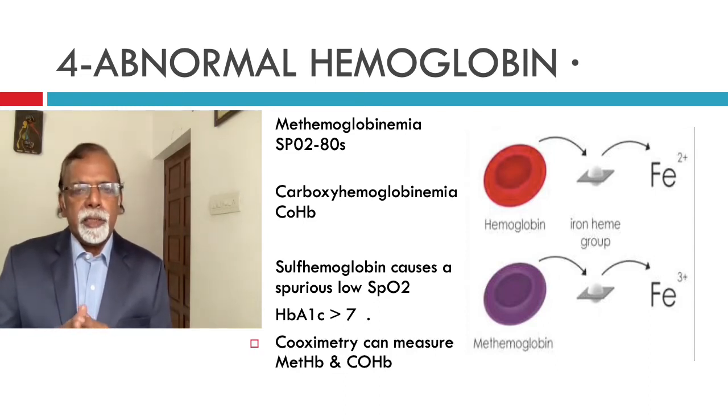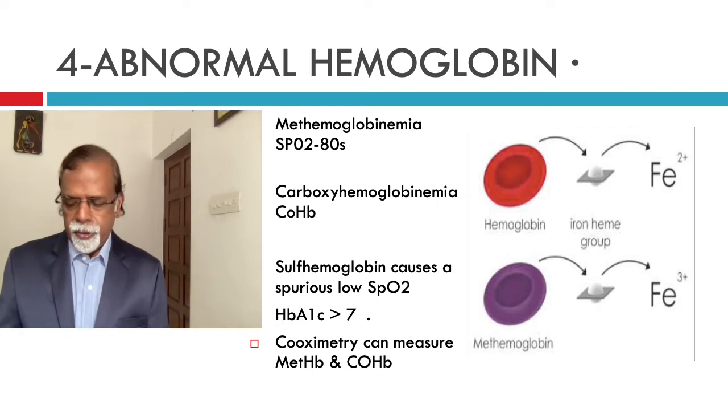Abnormal hemoglobins like sulfhemoglobin and methemoglobin can be identified by CO-oximetry, where abnormal hemoglobins are also taken into consideration by giving lights of varying wavelengths.